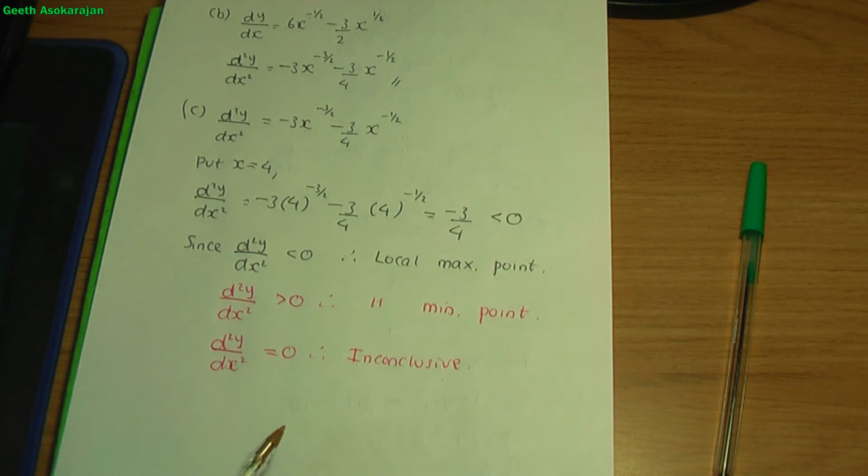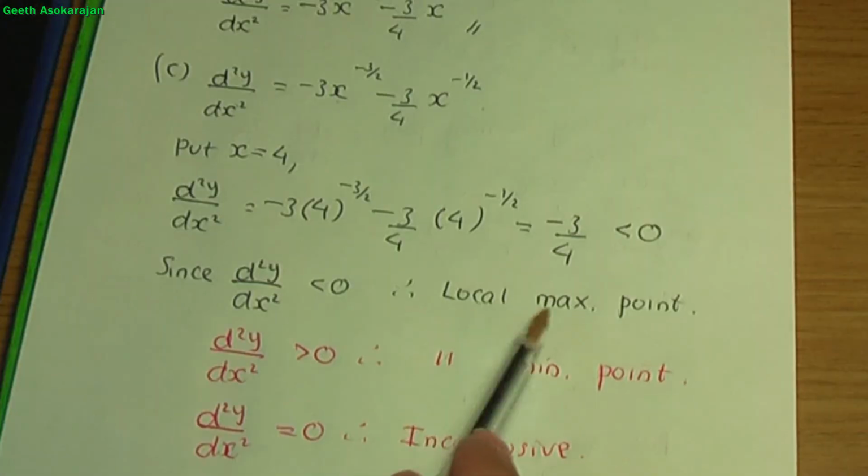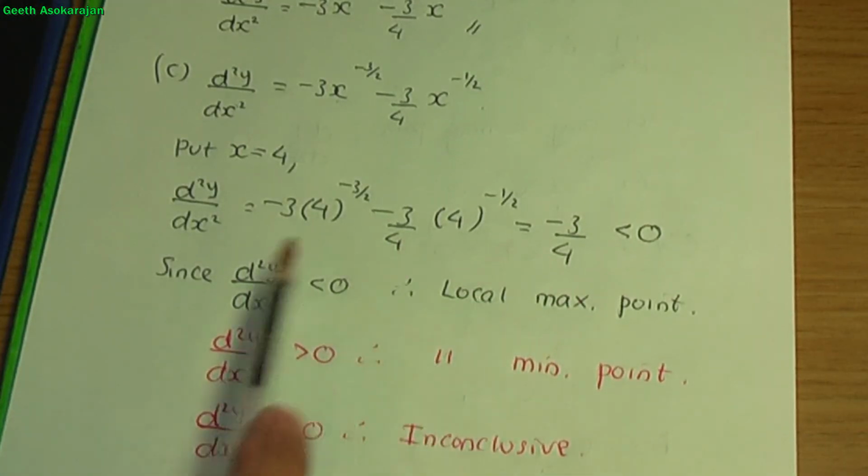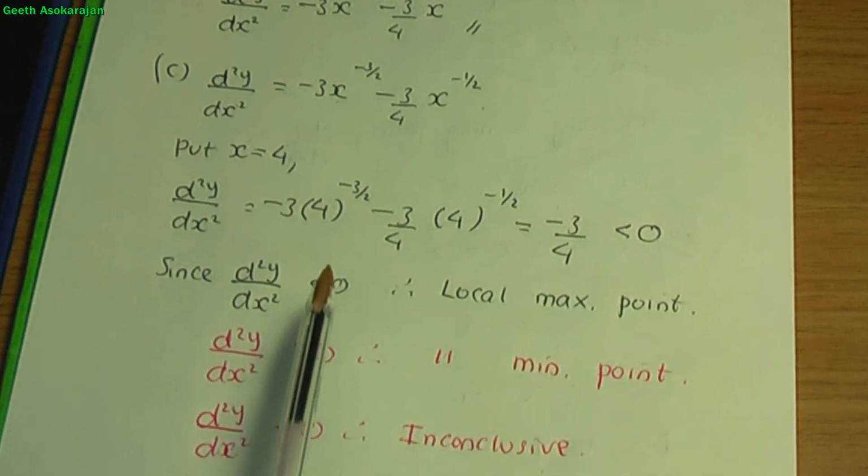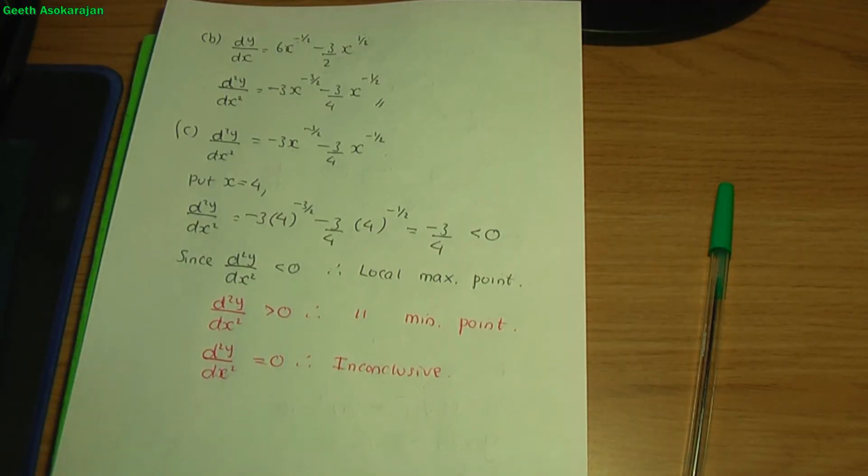So in regards to part C, we're finished. We have a local maximum turning point since d2y over dx squared is less than 0. And we have also finished solving this question.